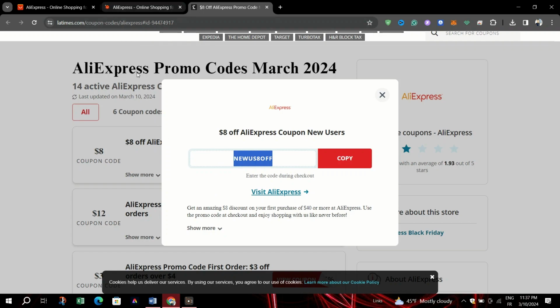6. Partnerships or collaborations. And 7. Promotional emails if they have any.